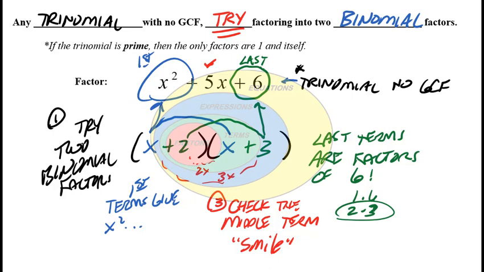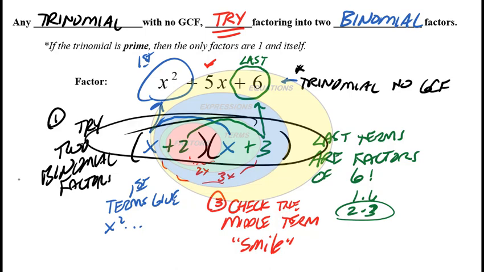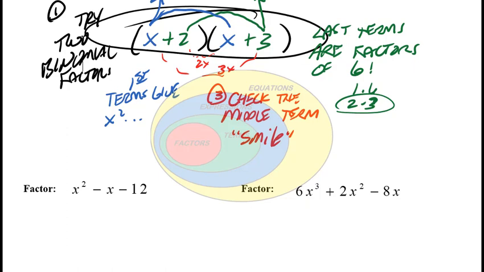So again, we're constructing binomial factors, knowing how distributions give us the terms in an answer. So the factors would be x plus 2 times x plus 3. So let's try this a little quicker on the next two.